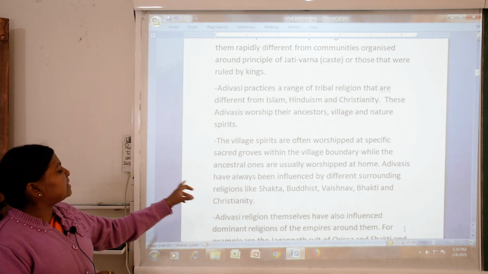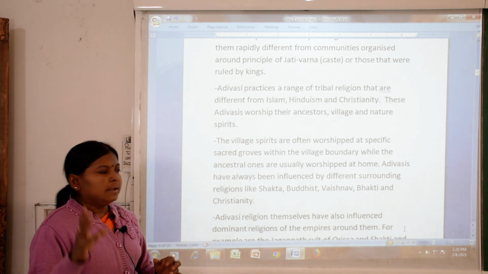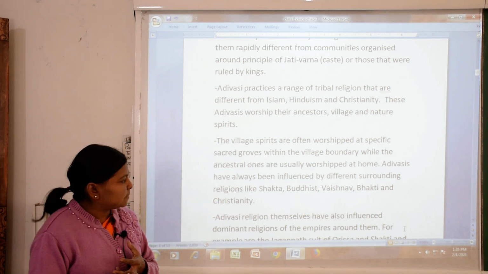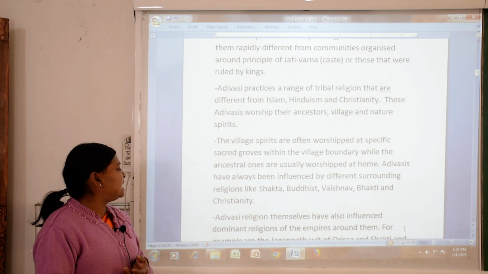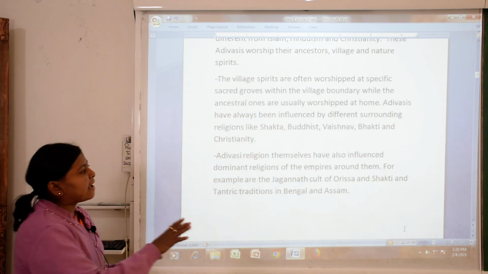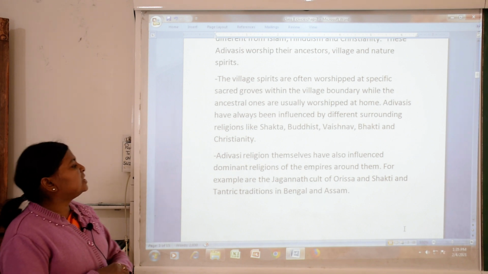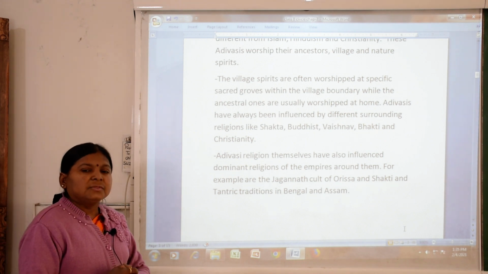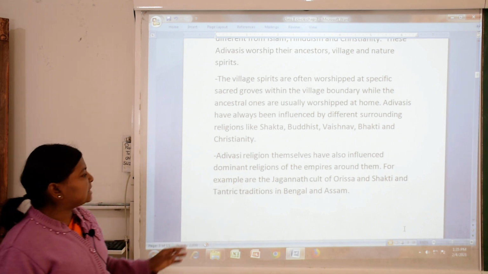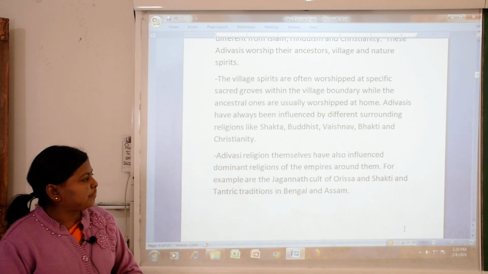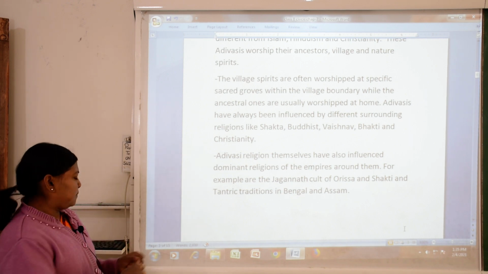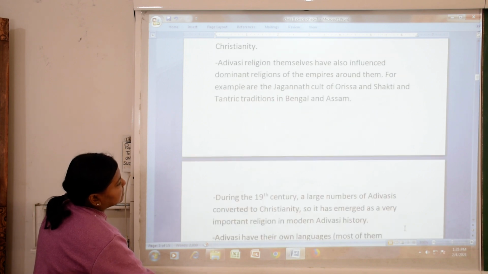Adivasis have also been influenced by different surrounding religions like Shakta, Buddhist, Vaishnav, Bhakti and Christianity. Now, Adivasi religions themselves have influenced some dominant religions of the empires around them. That is also a main characteristic. For example, we can see the Jagannath cult of Orissa, and Shakti and Tantric traditions in Bengal and Assam.